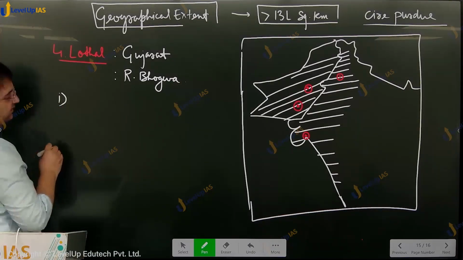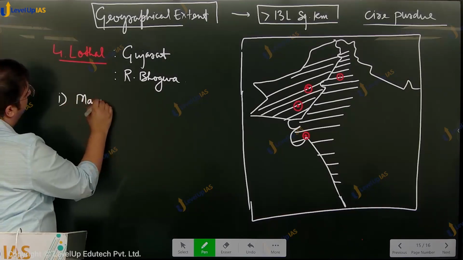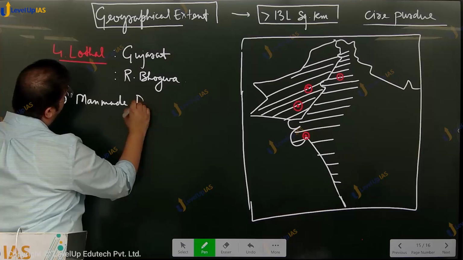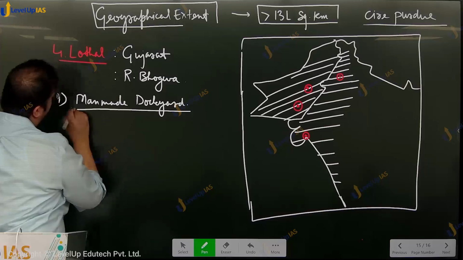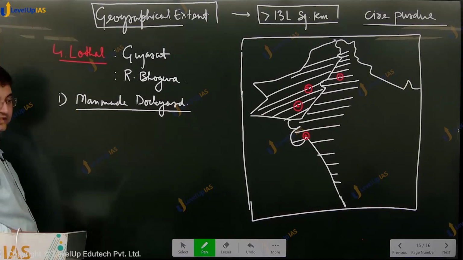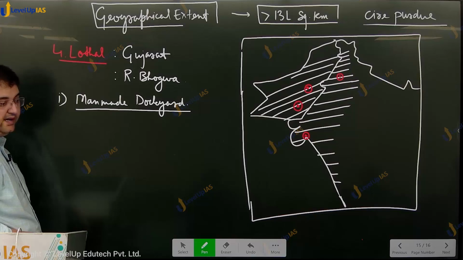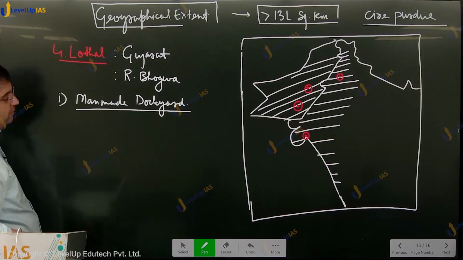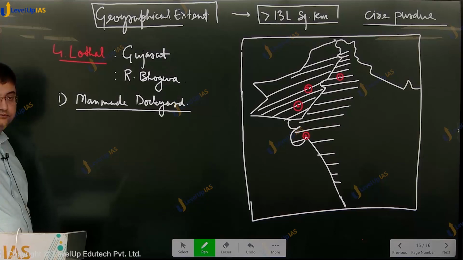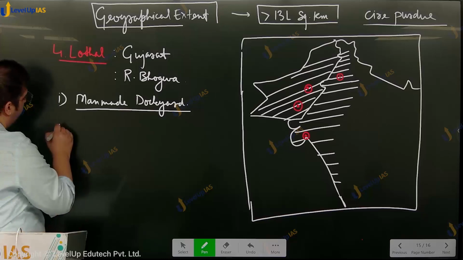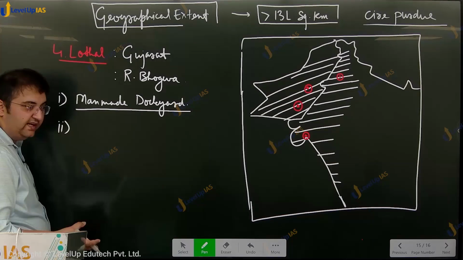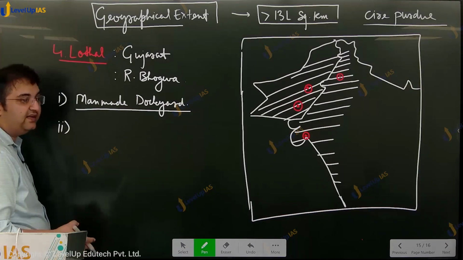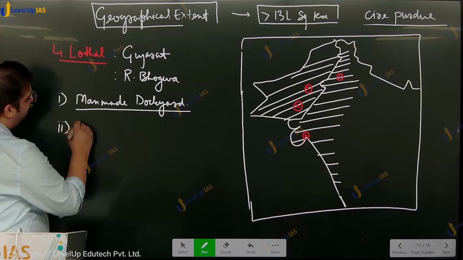Most important discovery? Man-made dockyard. This is the largest artificial structure in the entire Harappan civilization, made entirely of burnt bricks. What does it indicate? The presence of maritime trade, flourishing maritime trade. Trade with whom? With other coastal communities in the subcontinent as well as other civilizations such as the Mesopotamian civilization.